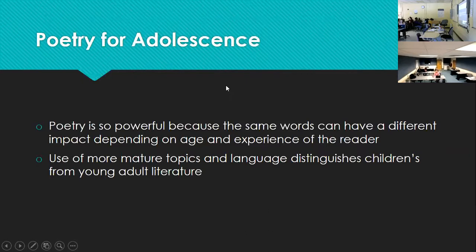Poetry for adolescents. So poetry is a powerful outlet for children because words can have different meanings depending on the age and experience of the reader. According to a New York Times children's book reviewer, the act of writing poetry is a perfect medium for adolescence. It lends itself to fierce dramas and false clarities of these years and can be a useful exercise for the excess of the teenage mind.